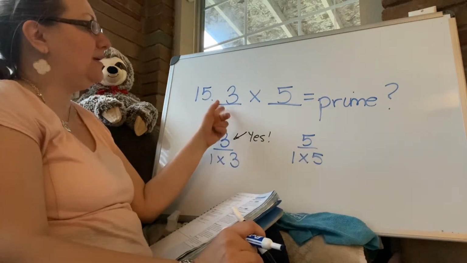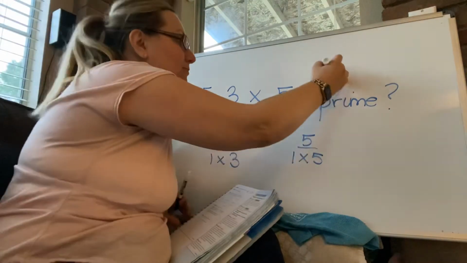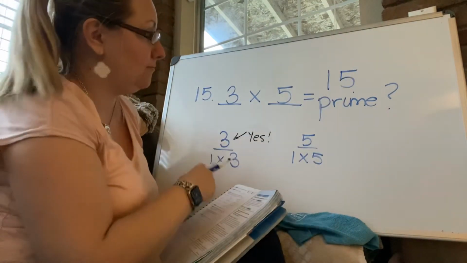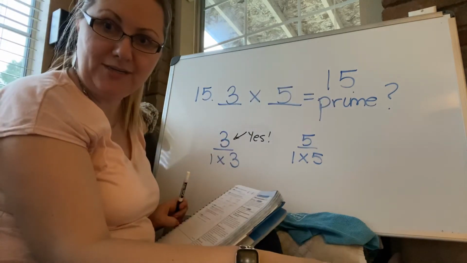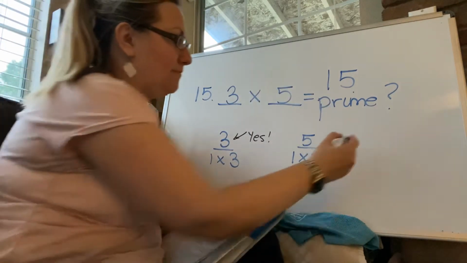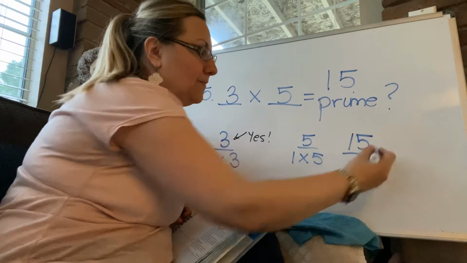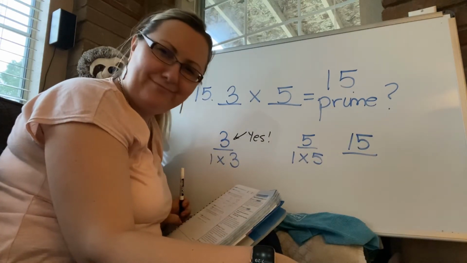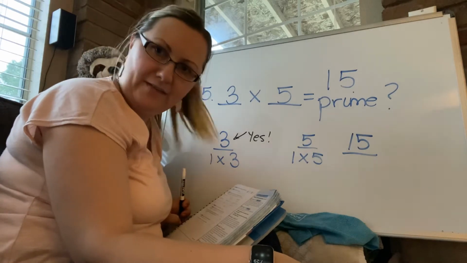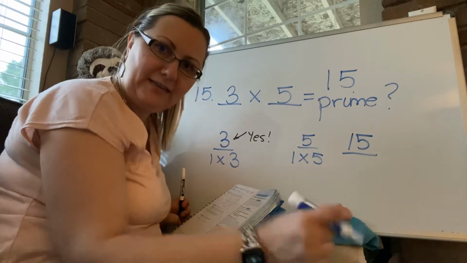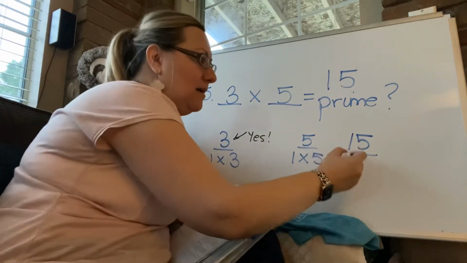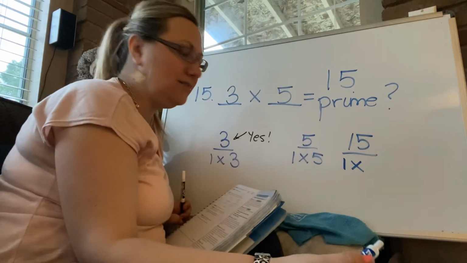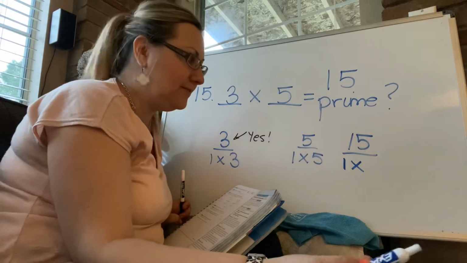And we have 3 times 5, which we know is 15. And then the question is, okay, we tried any 2 prime numbers. Is 15 a prime number? Well, let's try it. 15. I hope you're thinking, no, I can think of other factors that multiply to give us 15 as the product. But let's just go down the list.